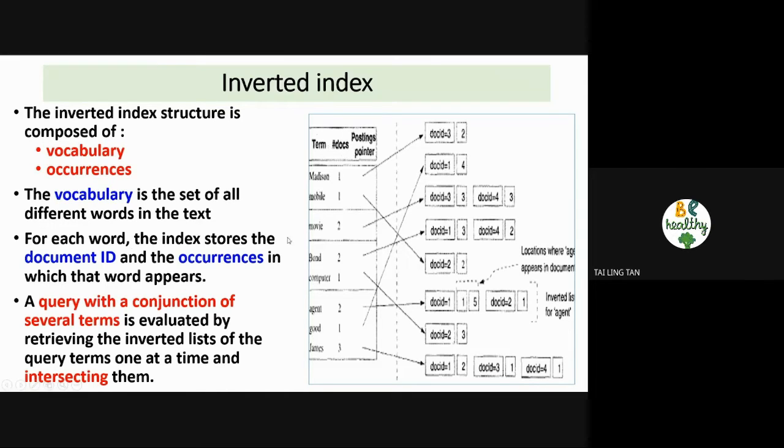For each word, the index will store the document ID and the occurrences, where the word is found. So the document ID, where it is linked to, and how many times it appears. A query with the conjunction of several terms is evaluated by retrieving the inverted list of the query terms one at a time and intersecting them. So we already have the keyword and we already know the documents. If we type something, let's say just now we typed index structure, it will link based on the terms and use this intersecting method. It sees which ones link to the same location, and then it displays the result.